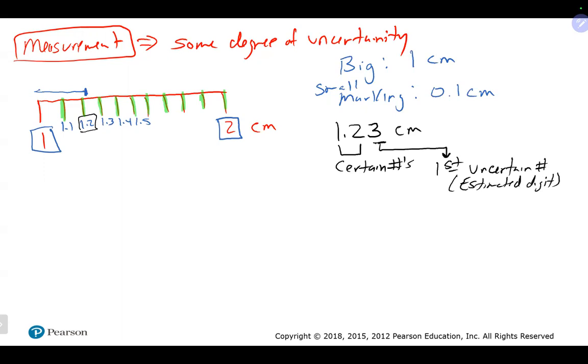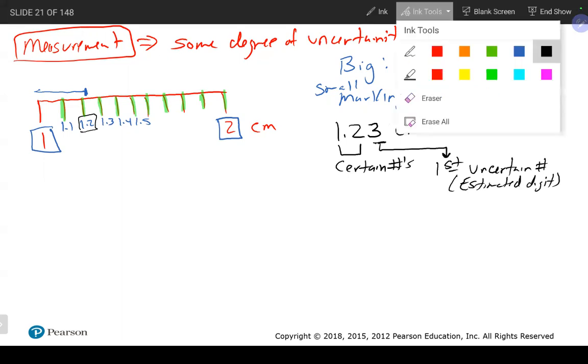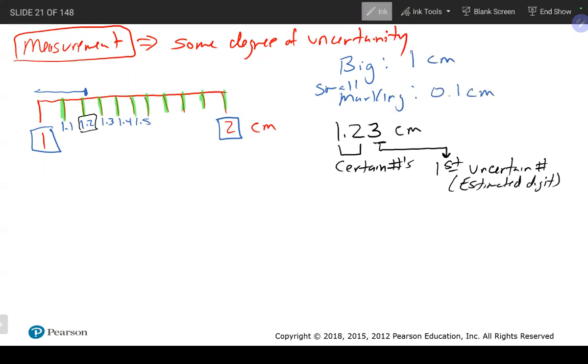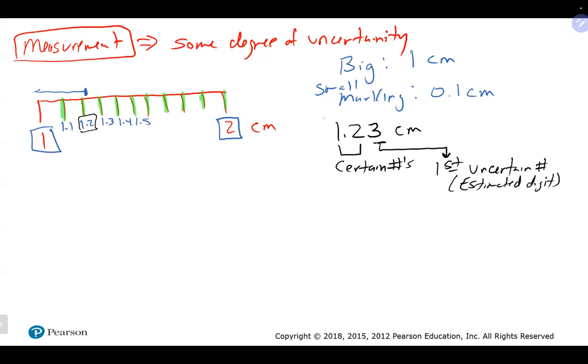And whenever you take a measurement, it is always customary to record all of the certain numbers plus the very first uncertain number. And really, that is for the most part what we like to call significant figures. So when you record all of the certain numbers plus the first uncertain number, that is what is referred to as significant figures.